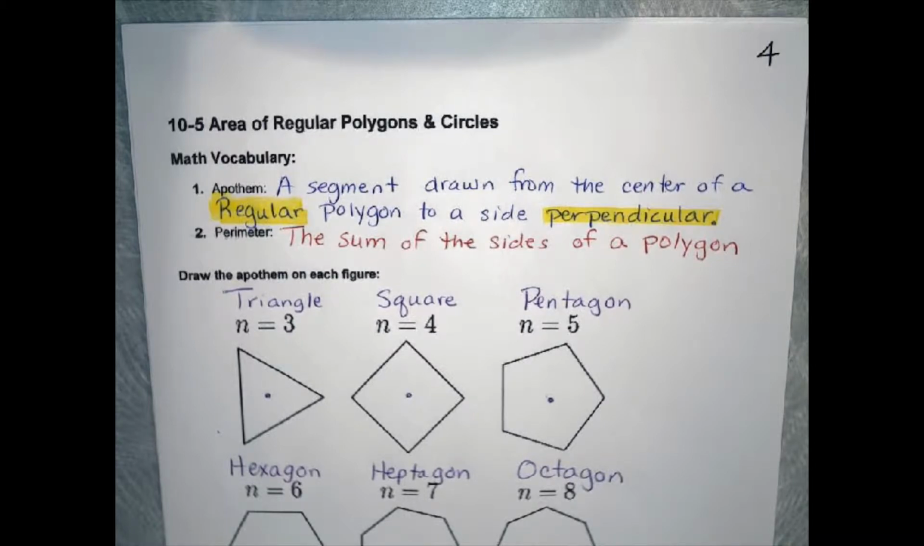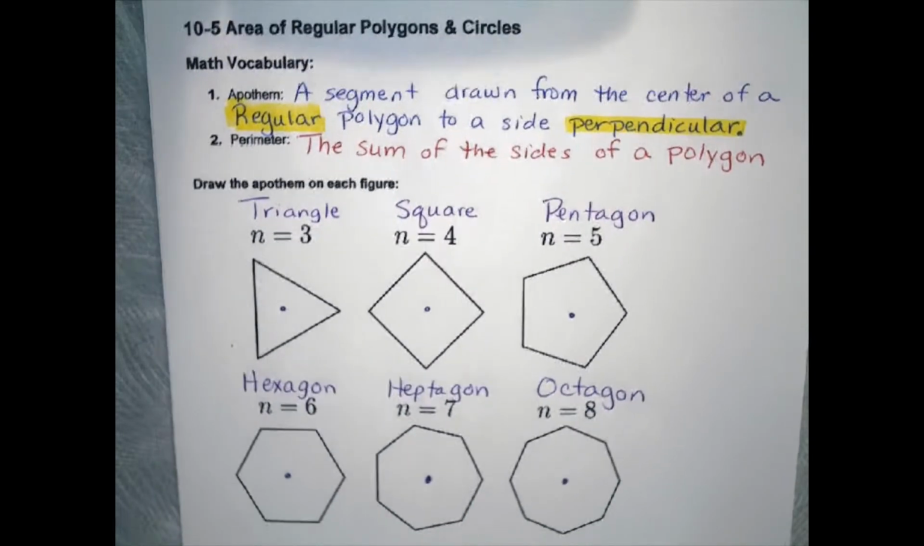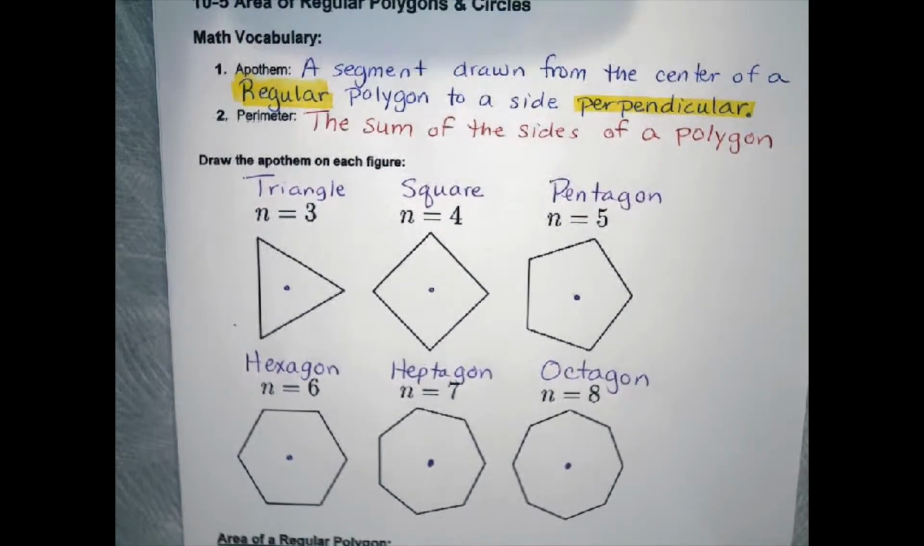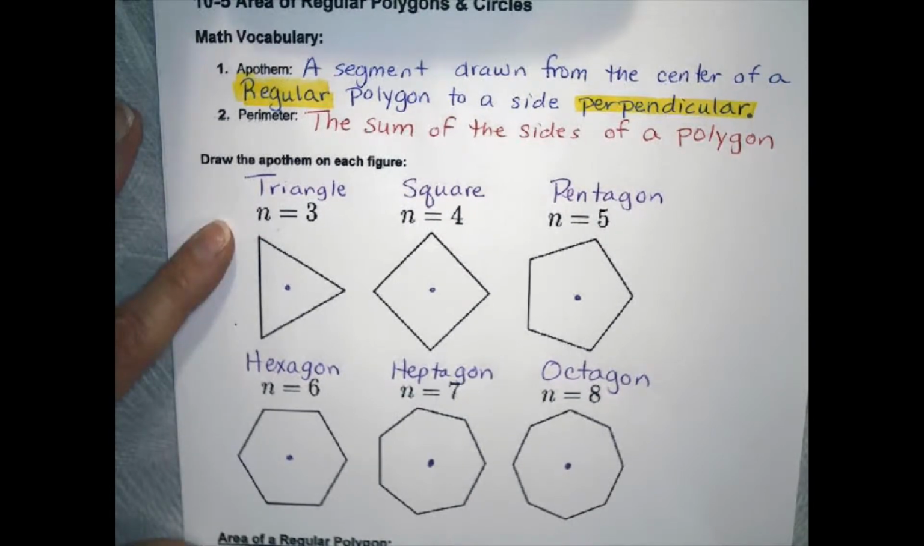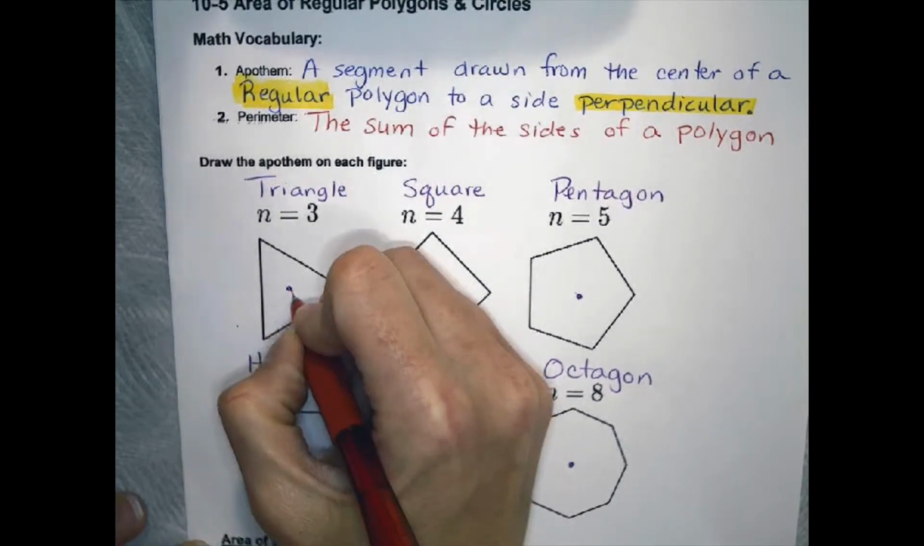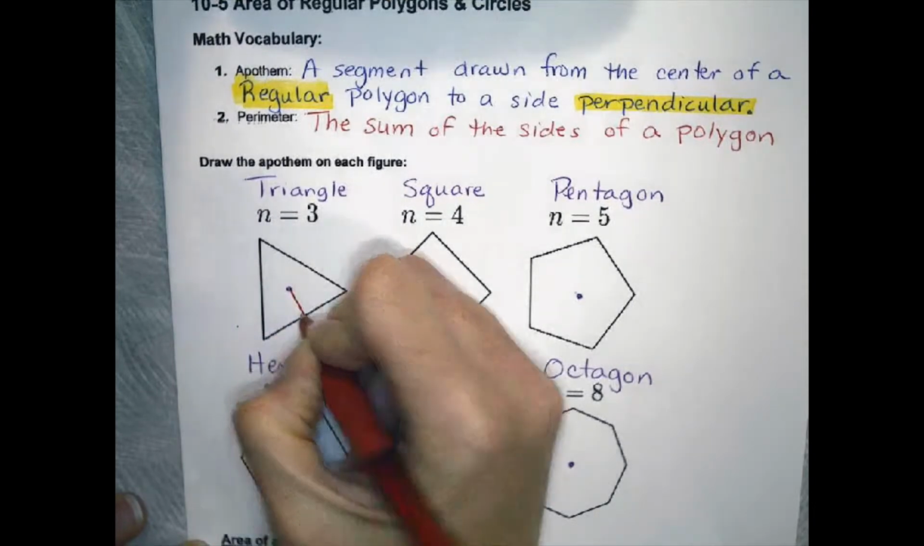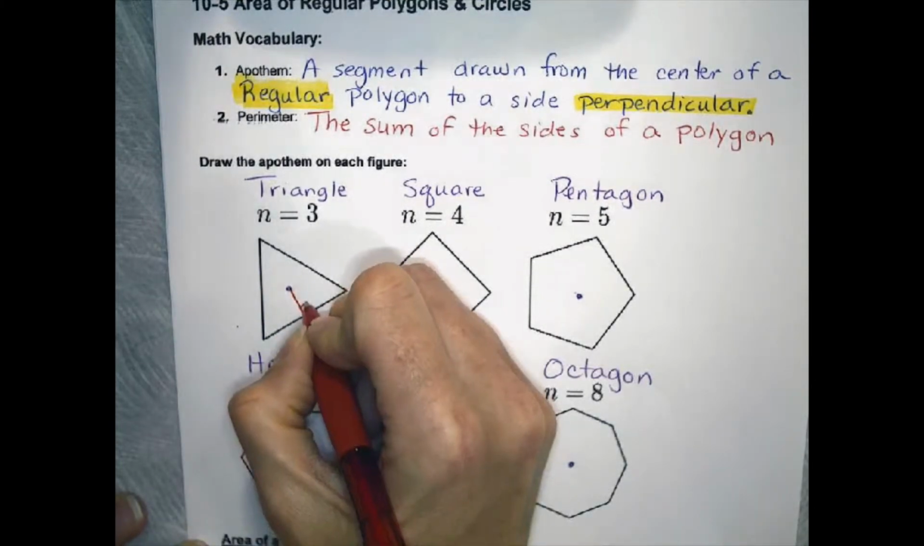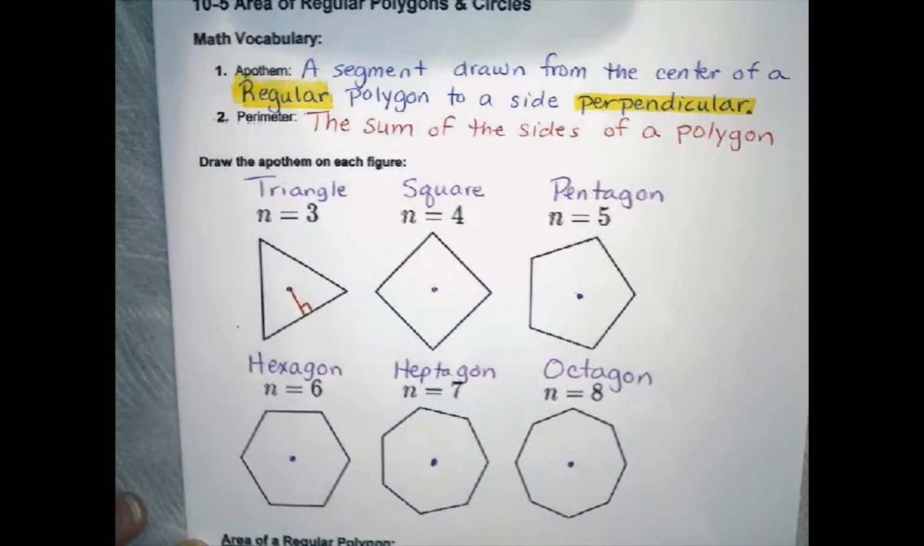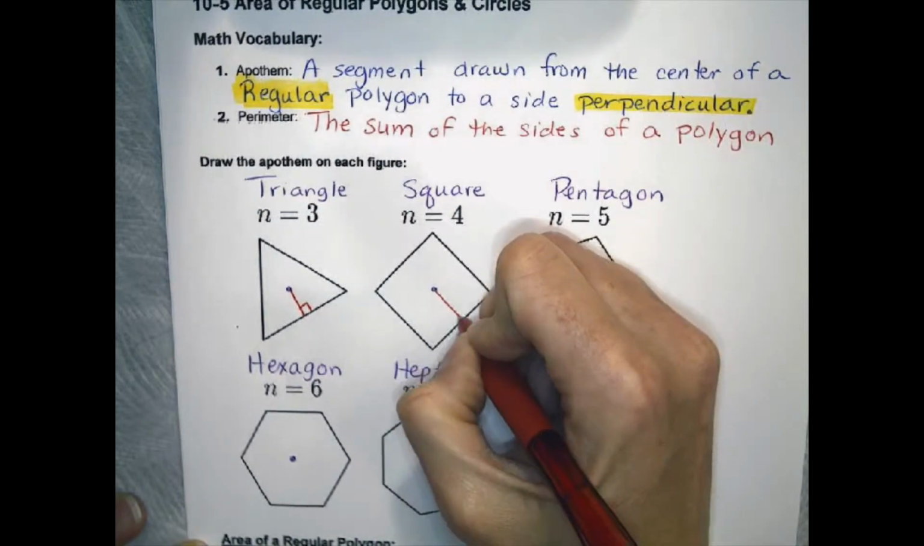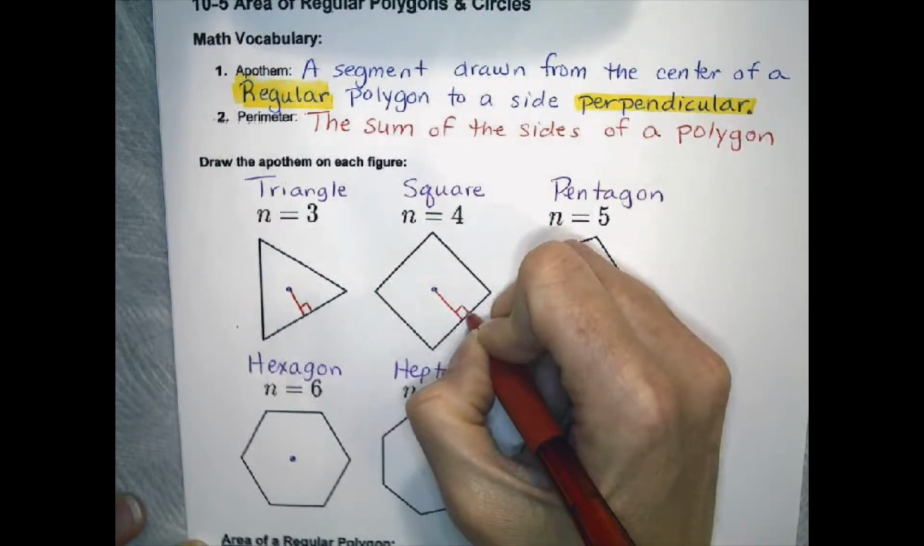Perimeter is the sum of all the sides of a polygon. In this first set of examples, we're simply going to draw the apothem on each figure. A three-sided polygon is a triangle. We would draw the apothem straight to the midpoint of a side, and it would be perpendicular. In a square, we would also draw it to a side, perpendicular.